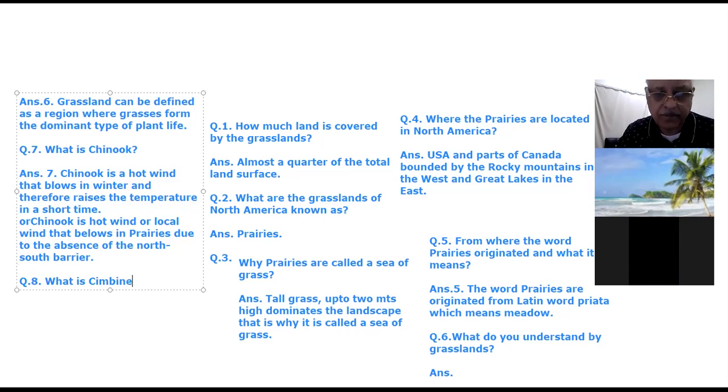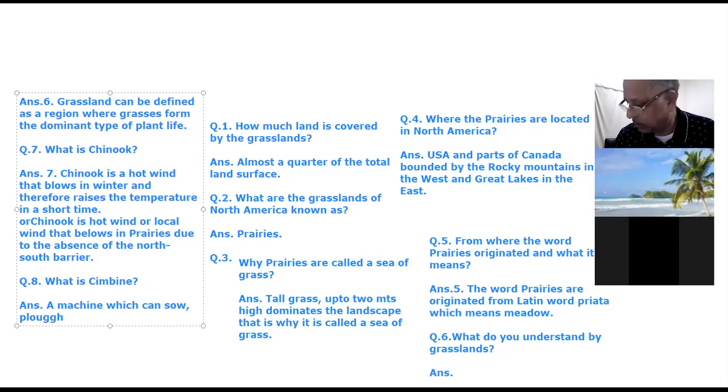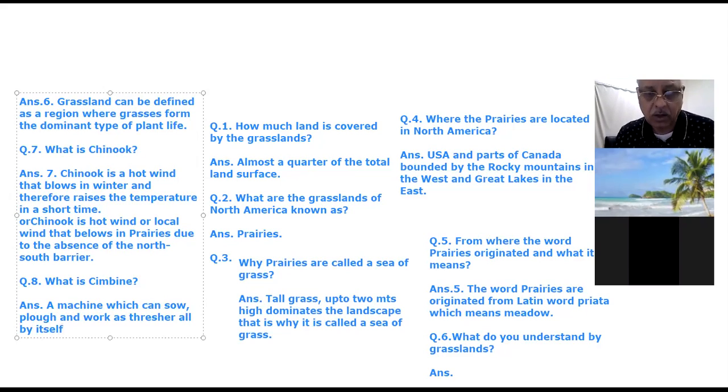What is a combine? Sir, a single machine which can combine the tasks of sowing, ploughing and threshing. Very good. But you should say the exact meaning. A machine which can sow, plough and work as a thresher all by itself. Combine.